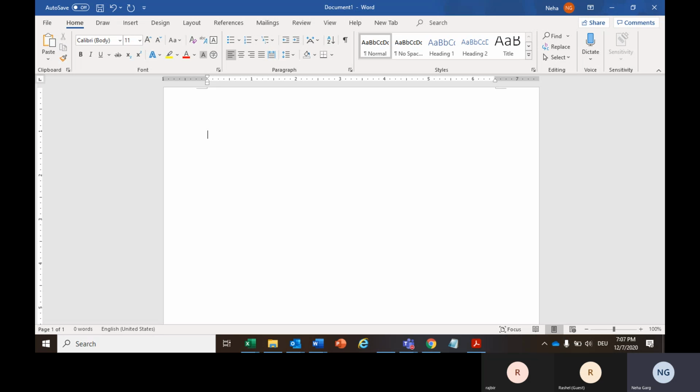So we have four sections. One is Hören, that is the listening part. Then we have Lesen, that is the reading part. Then we have Schreiben, that is the writing part. And then we have Sprechen, that is the speaking part. So today we will be focusing more on the Hören part.